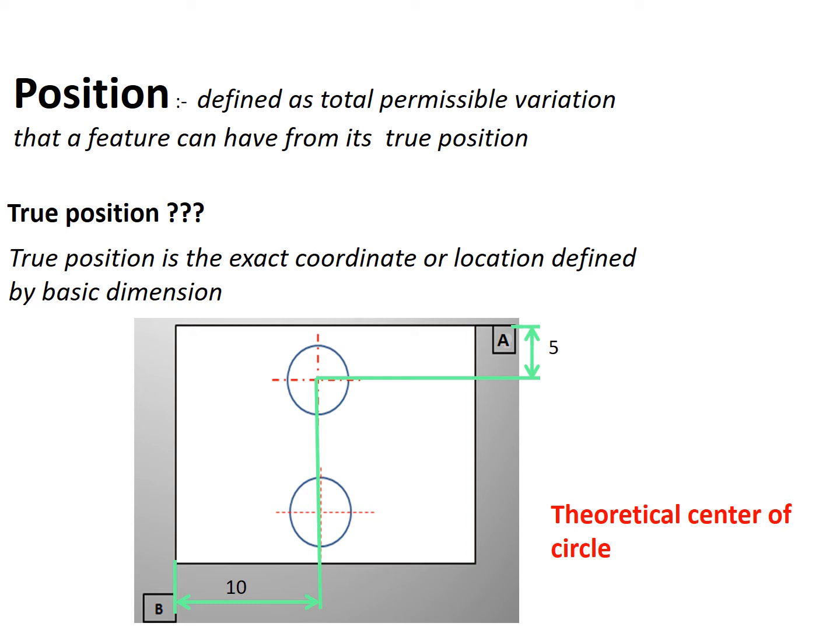Here the theoretical center of the particular component is 10 from datum B and 5 from datum A. This is the theoretical center of the circle, defined as per the drawing.